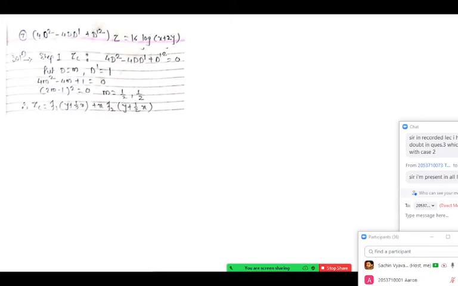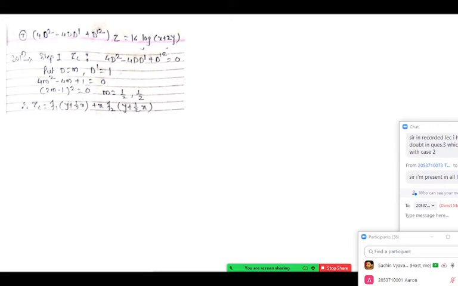First thing we have here 4D² − 4DD' + D'² = 0. We replace D by m and D' by 1. We get an algebraic equation in m, and we see it is (2m − 1)², so m is equal to half and half. So it is a repeated root. When it is a repeated root, we write its corresponding complementary solution zc = f1(y + 1/2 x) + x f2(y + 1/2 x). This x appears because the two terms should not combine into one.